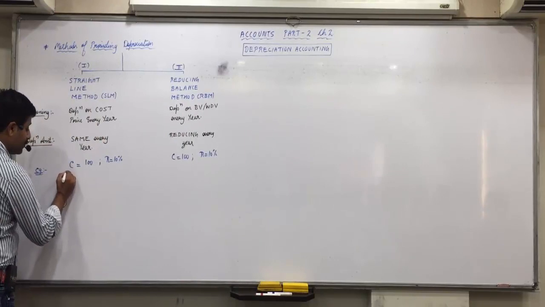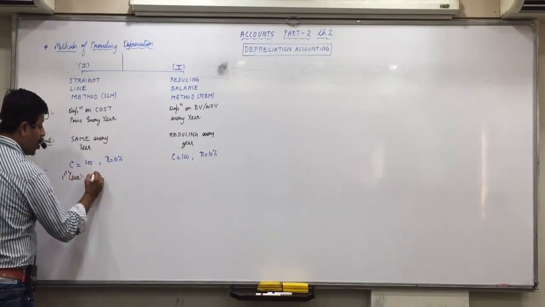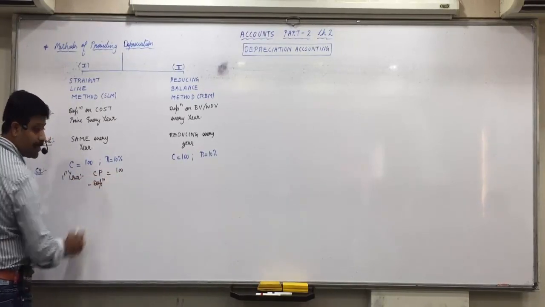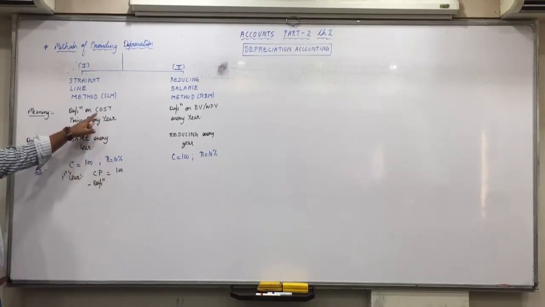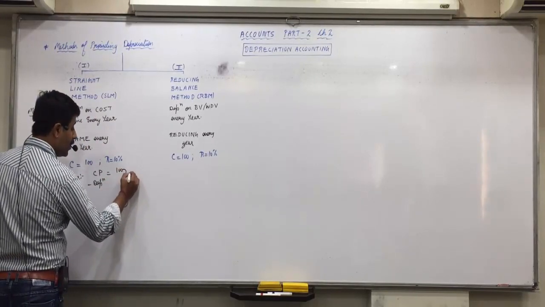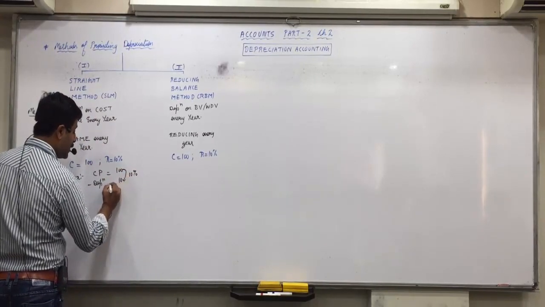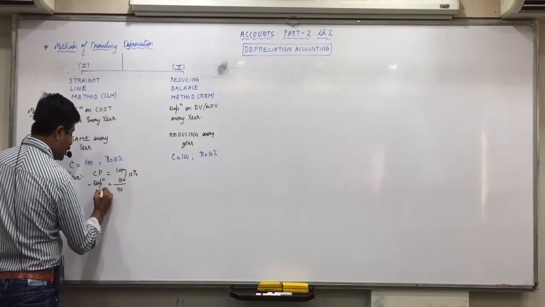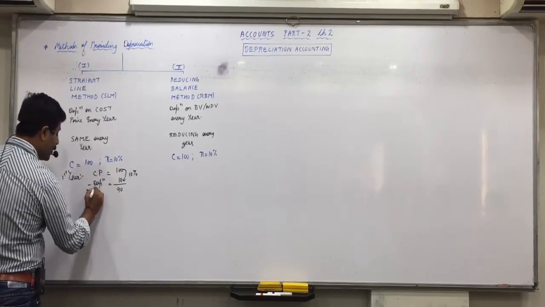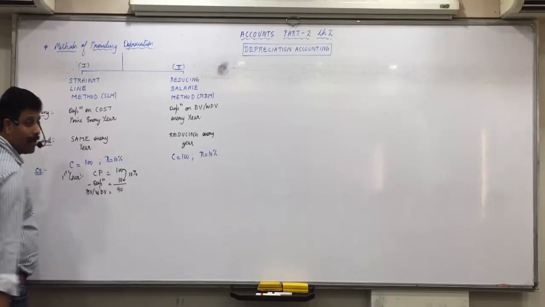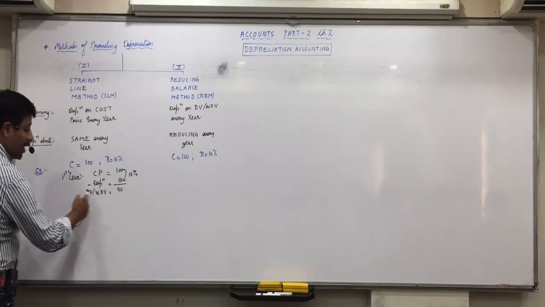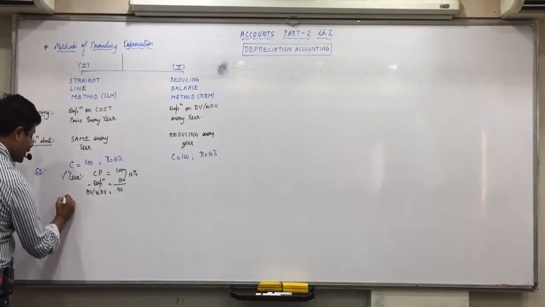First year, the cost price is 100. At the end of the year, you will provide depreciation. 10% we will provide on 100, so 100 into 10% will be 10 itself. Means what will be the book value? 90 is called book value, or you can also call it written down value. This will be the book value or written down value at the end of the first year. Now second year.